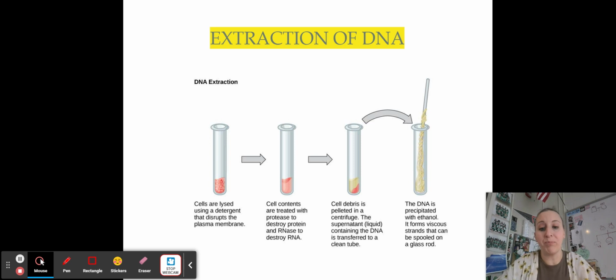Now if we're doing it in an actual lab setting, we get to use actual enzymes like protease, which is here. And then instead of using alcohol, ethanol is used because it's stronger. And then you can also centrifuge it, which means spin it really, really fast so that the DNA falls to the bottom.